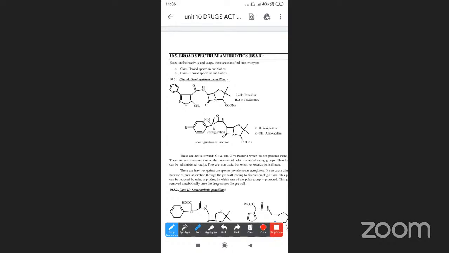Where you can see, here we introduced the oxazole ring, and here in place of R we introduced the phenyl group. In place of R, if you take the hydrogen, this is ampicillin, and if you take the hydroxy group, it is amoxicillin. So these are the analogs, semi-synthetic penicillins.